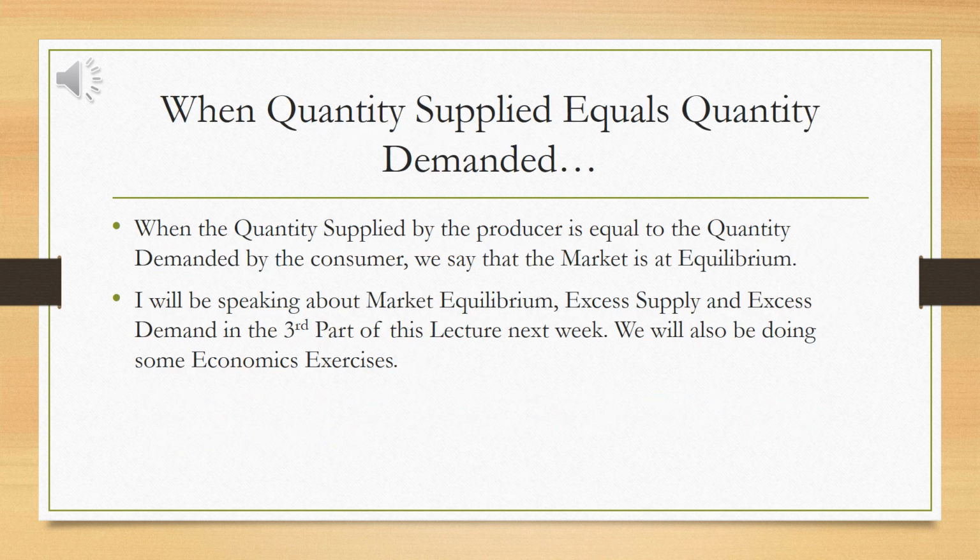When the quantity supplied by the producer is equal to the quantity demanded by the consumer, we say that the market is at equilibrium. I will be speaking about market equilibrium, excess supply and excess demand in the third part of this lecture next week. We will also be doing some economics exercises.